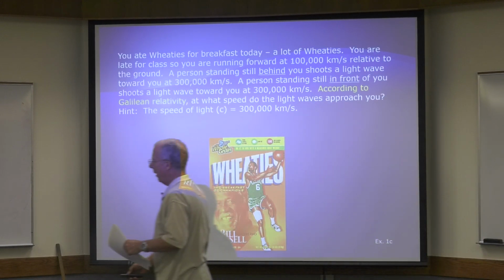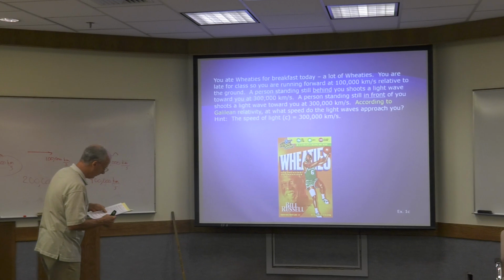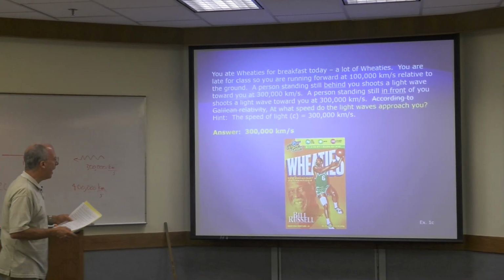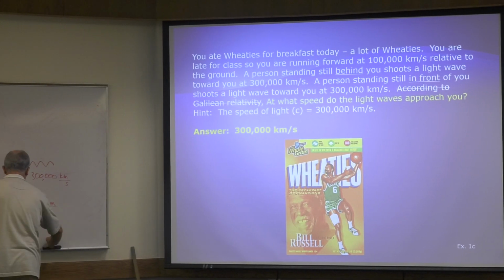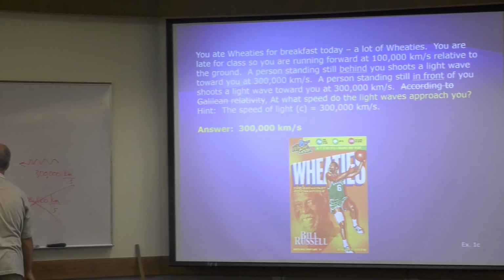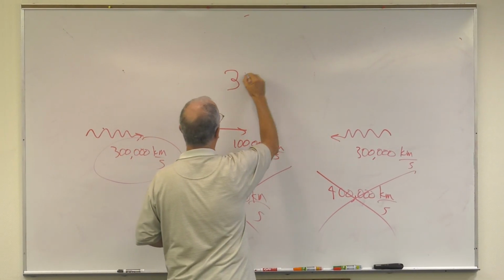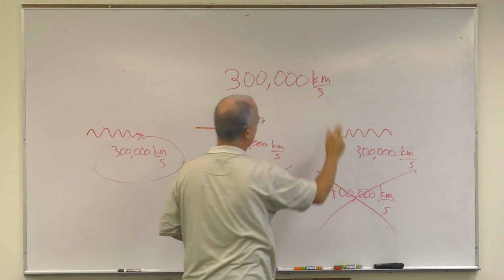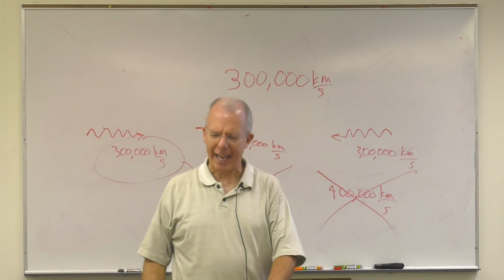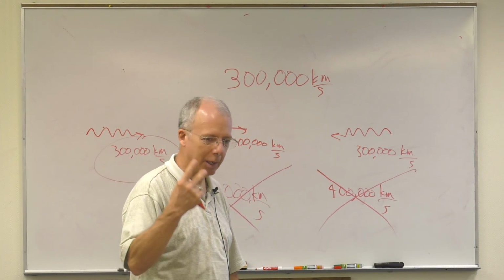Okay. Now, if you actually did the experiment, this is what's fun. If you actually did the experiment, you would not get this. You would not get this. You would get 300,000 kilometers per second. Now, if that doesn't surprise you, either you already know about relativity or you're not paying attention.